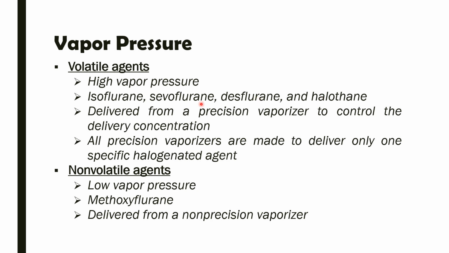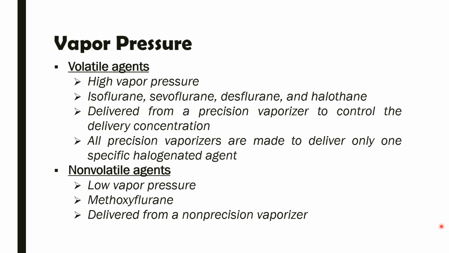They are delivered from a precision vaporizer to control the delivery concentration. For the volatile agents, they have a specific type of vaporizer that is used, and this is called the precision vaporizer. This is designed to deliver only that one specific agent. This means that if you are going to give an animal, for example, sevoflurane, we better have a sevoflurane vaporizer on our anesthetic machine. Otherwise, it will not give the right amount of gas. The same is true for isoflurane and other volatile agents.